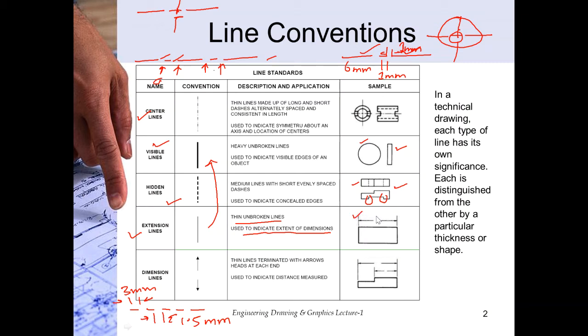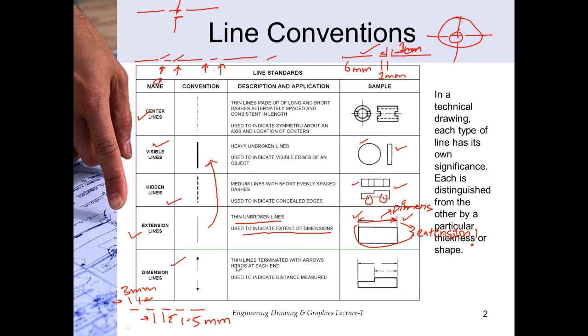For example, ये जो दो lines draw हुई हैं, these are the two extension lines, और उसके दरमियान में जो line draw हुई है, this is a dimension line. सही है, and these two lines are basically the extension lines. So ये basically extension lines जो होती हैं, they are expressing the extent of dimension, they are used with the dimension lines. And then we have the dimension lines, and last, thin lines terminated with arrows headed at each end used to indicate the distance measured.